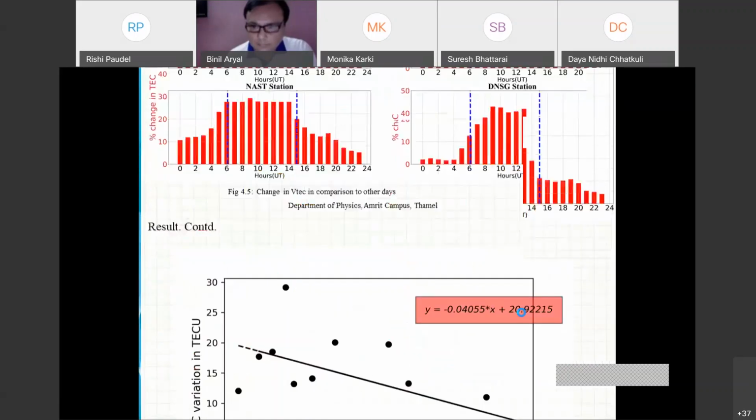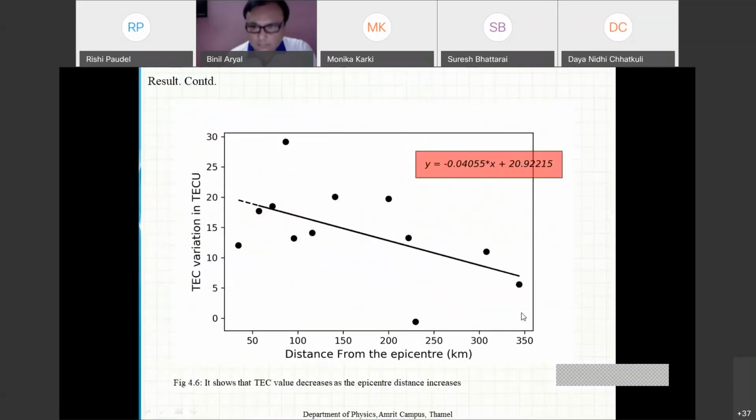So lastly, we plotted the distance of all four stations with their respective TEC value. It shows a higher TEC value near the epicenter, and when it goes far from the earthquake epicenter, it has a low value. So it shows TEC value decreases with increasing distance.